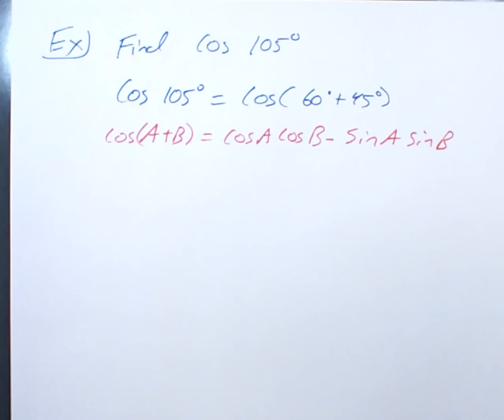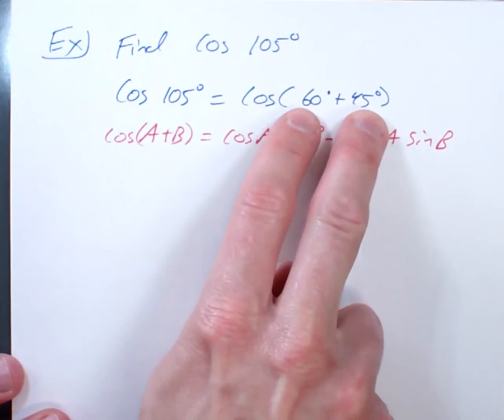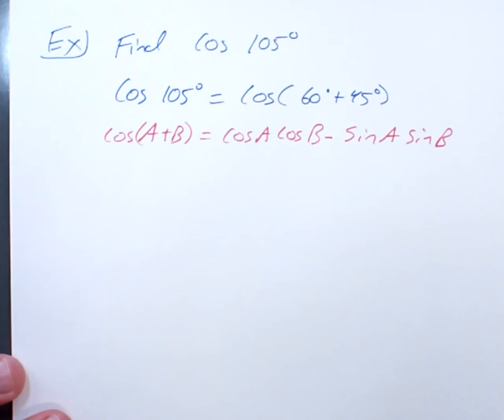Where'd you get the 60 and 45? Because 60 plus 45 is 105. We just needed two angles on our unit circle to get there. And that just ended up being, I thought, the easiest way to get there. Could have done 135 minus 30. There's other ways of getting there, but 60 and 45 seemed a nice, easy way of getting there.